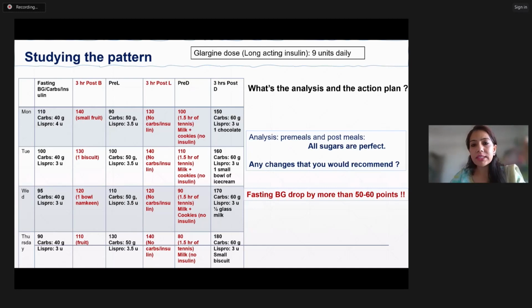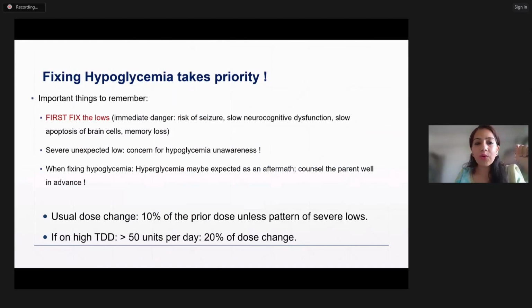We do need to consider, do we need to adjust the long-acting insulin if there is a drop in blood glucoses after the effect of the rapid acting insulin of the dinner is gone, and still there's a drop by the time they're waking up. The long acting insulin may need to be adjusted at that time. So fixing hypoglycemia always takes priority because there's an immediate danger. There's a risk of seizure that can be there. And slowly the brain cells start to have apoptosis.